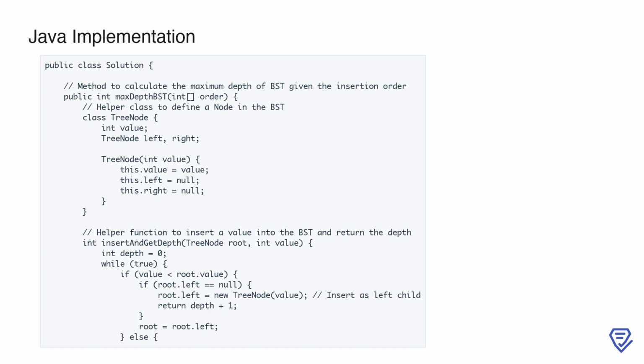Each node stores its value and has references to its left and right children, both of which are initially set to null. Next, we implement the helper function insert_n_get_depth, which takes the root node and a value to insert.